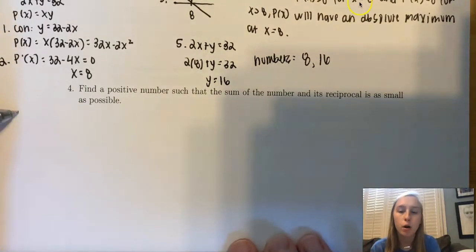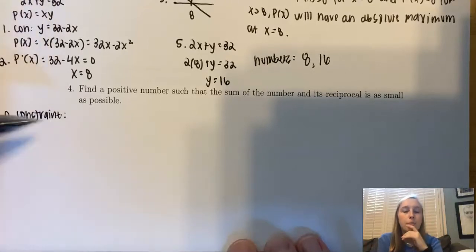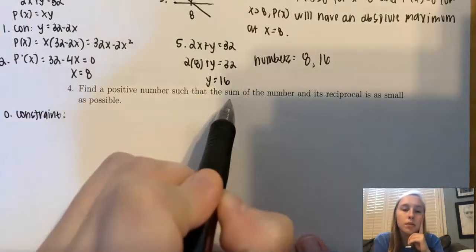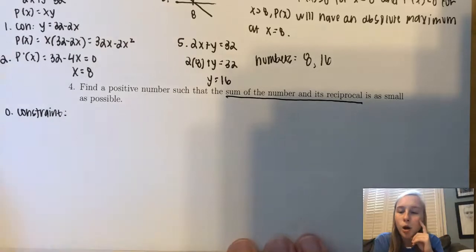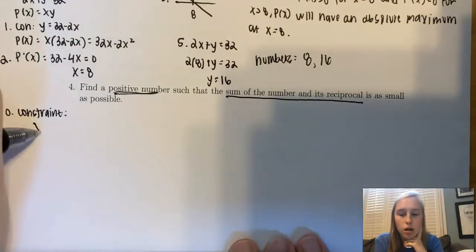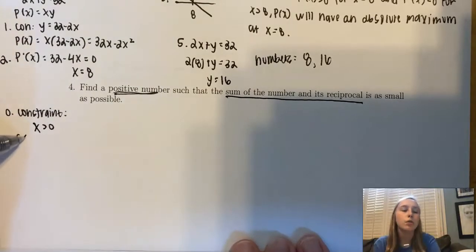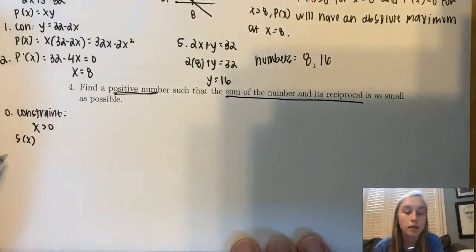So number 4 is kind of a weird one, just because if you read the problem, find a positive number such that the sum of the number and its reciprocal is as small as possible. So if you think about this in math terms, you realize that there's really only one variable in here to start with. So we don't have to find a constraint to make the equation only one variable. So in this case, I just wrote the constraint, the number is positive, just to kind of keep the same formula that we've been using.